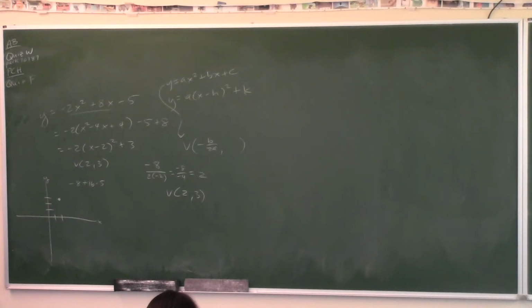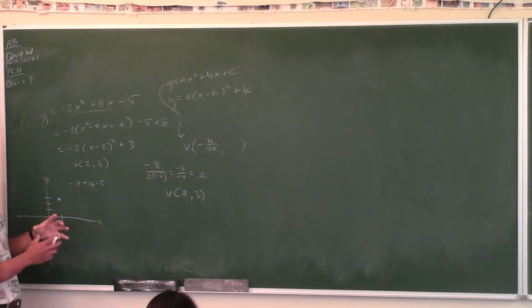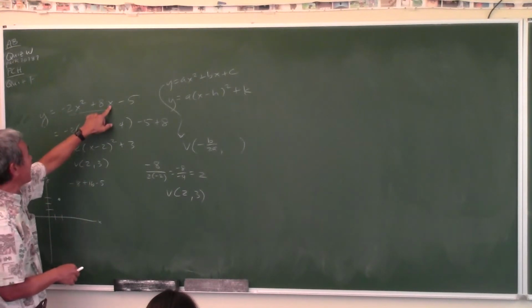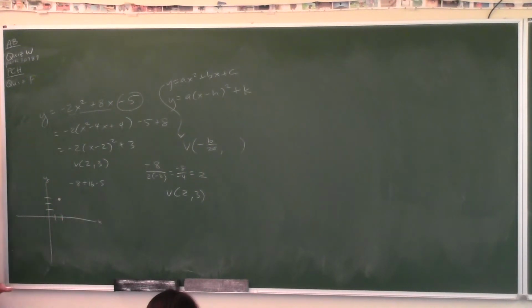What's the next best point to look for? The y-intercept. Because look at this thing. How do you find the y-intercept of any graph? Let x equal 0. You substitute 0 for x, you get negative 5. This number is the y-intercept, because that's what happens when you plug in 0 for x. So the y-intercept is -5, like that.